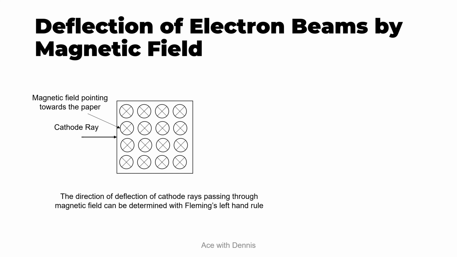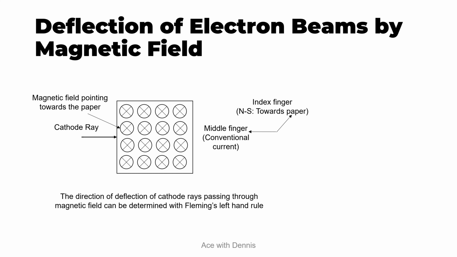The direction of deflection of cathode rays passing through a magnetic field can be determined with Fleming's left-hand rule. We have learned Fleming's left-hand rule in the previous chapter. So let's see how it works. First, point your index finger from North Pole to South Pole. So for this case, it's into the paper.